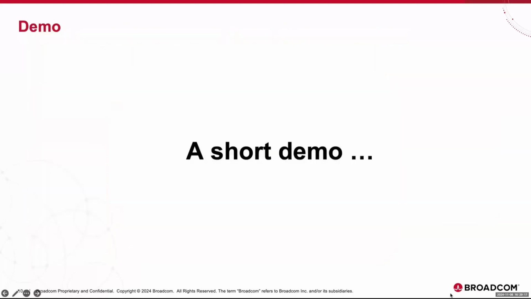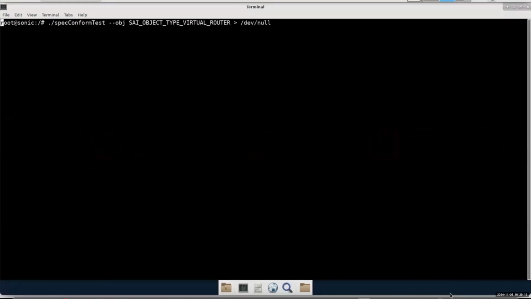Let's now look at a short demo. So here I have copied over the spec conformance test tool into the syncd Docker and stopped the syncd process. I'll be running the spec conformance test tool with the command line argument indicating it to run tests on only one object, which is object type virtual router. To keep things simple, we have pre-selected a couple of tests that we will run and showcase here. So let's get started.